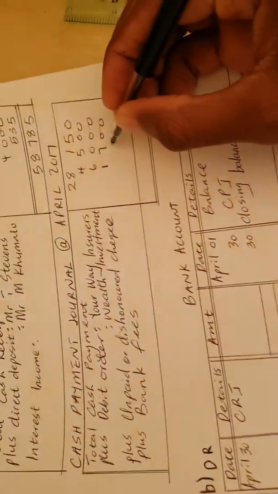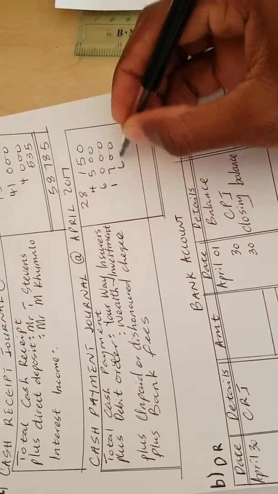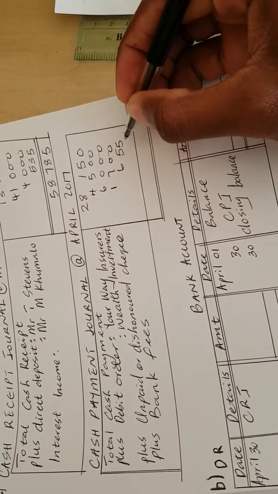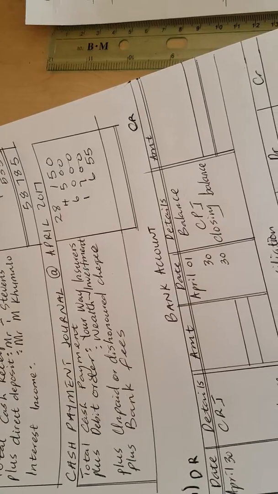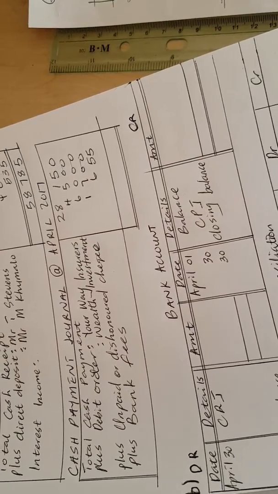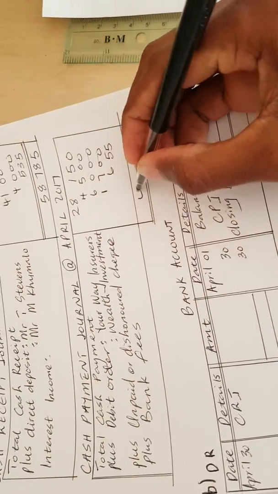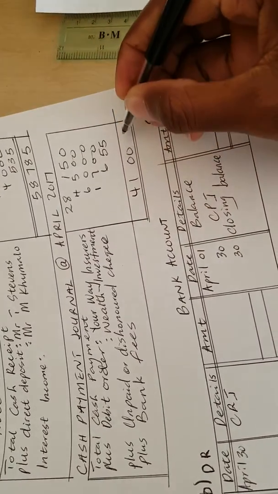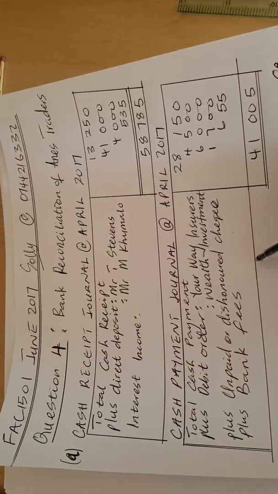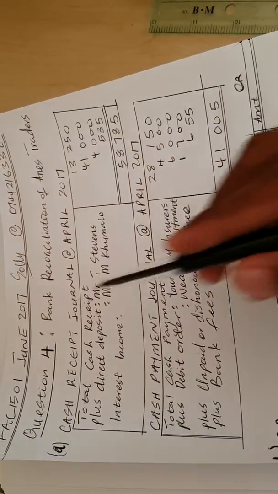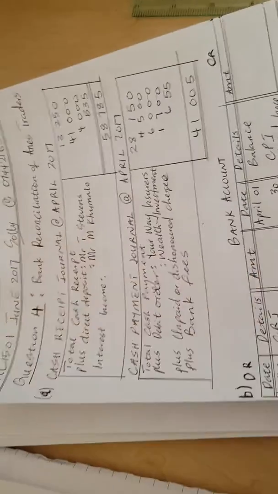We also add them, bank fees of 655. And then what is the total? So our total, if we add all of them, will be 41,005. Thank you. So this is how you do the cash receipt journal and the cash payment journal. And it was how many marks? It was 13.5 marks, just like that.